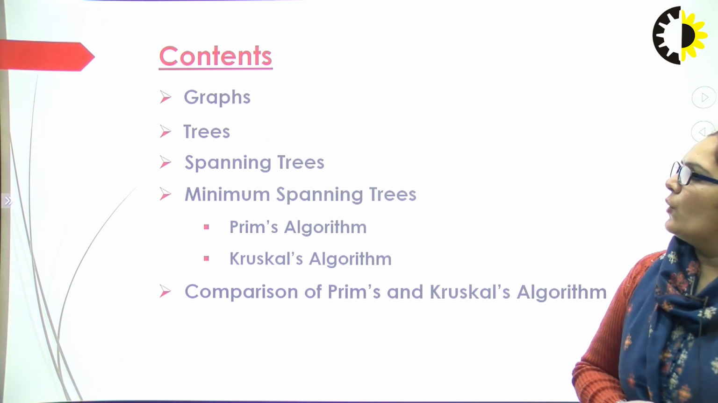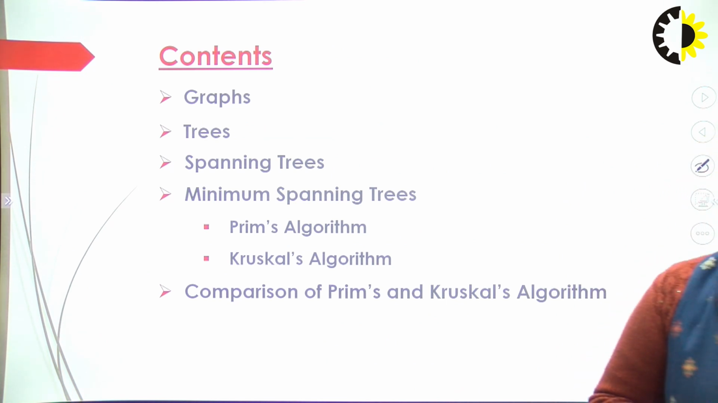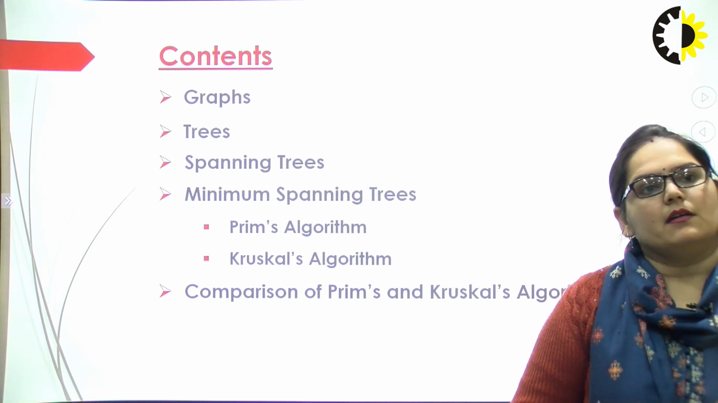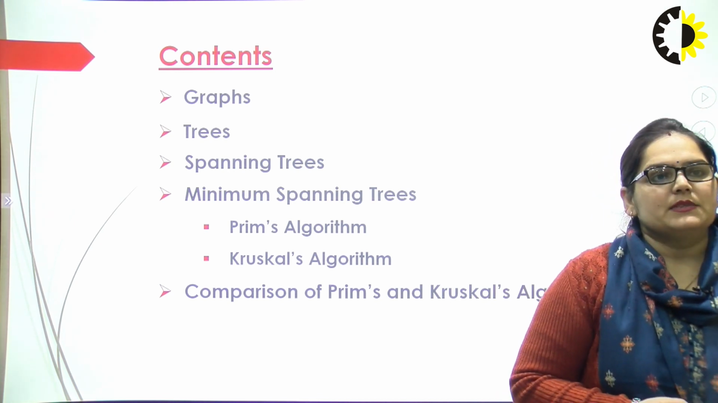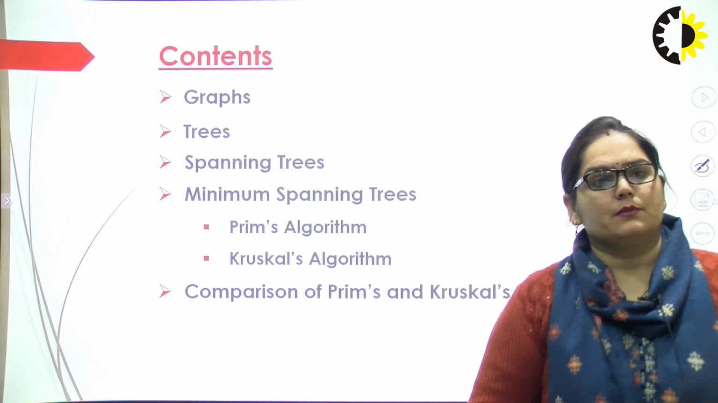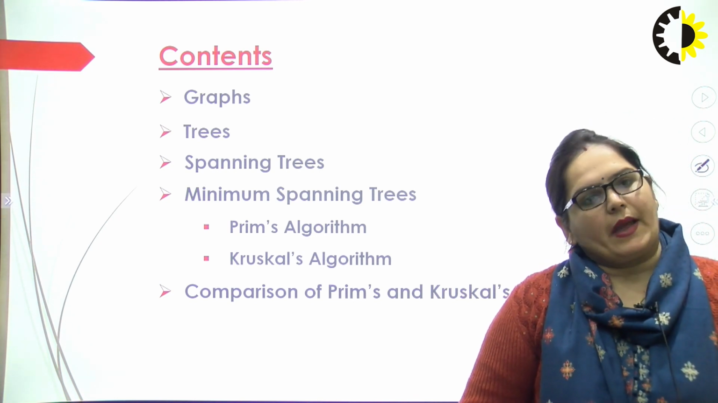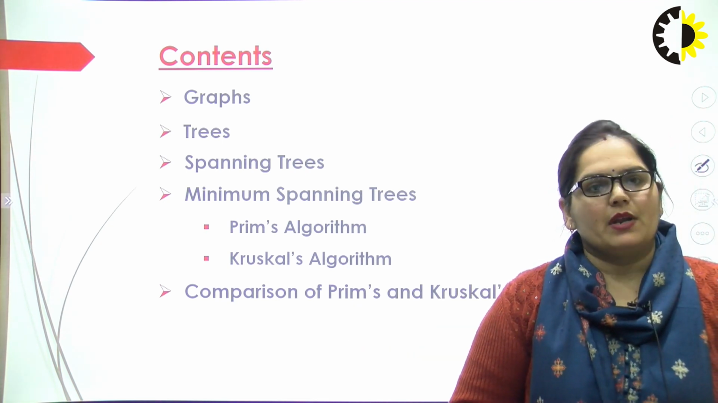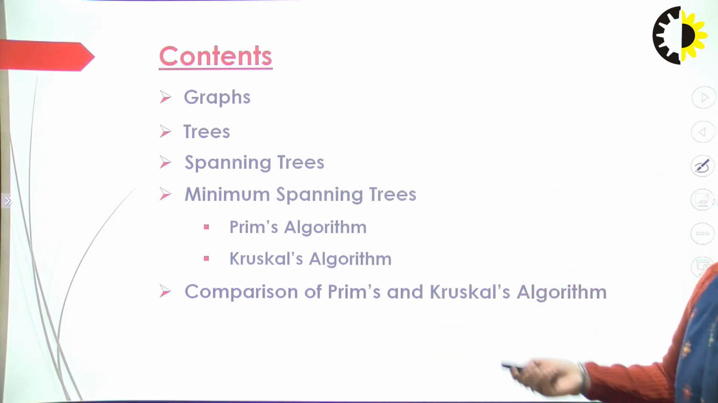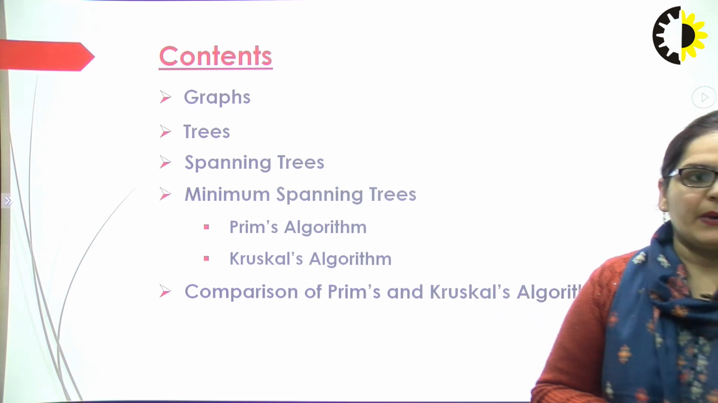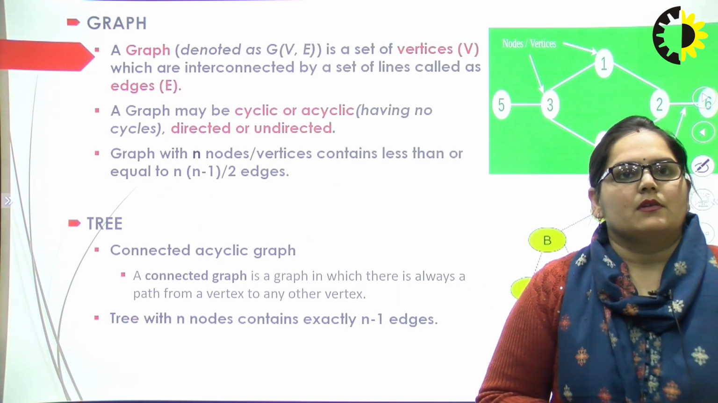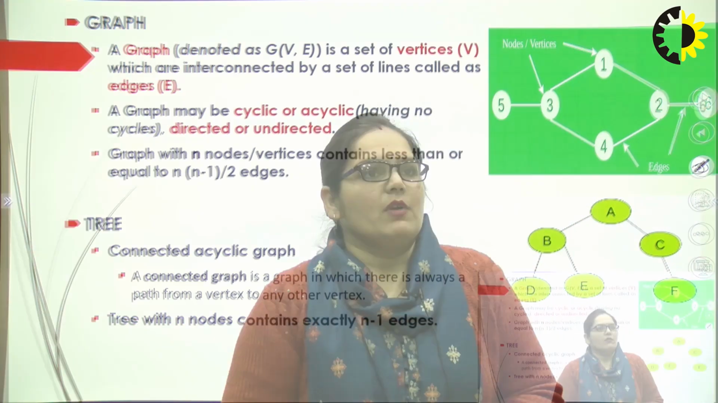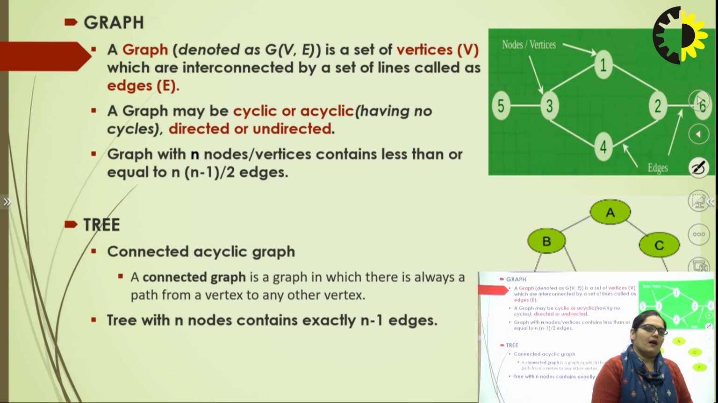Okay, let's start with the topic. In today's lecture we will discuss graphs, trees, spanning trees, minimum spanning trees, and the two greedy algorithms, that is Prim's and Kruskal's algorithms, to find the minimum cost spanning trees. At last we will also discuss the difference between Prim's and Kruskal's algorithms, which are used for finding the minimum spanning trees. Before starting with minimum cost spanning trees, we must know the difference between a graph and a tree.